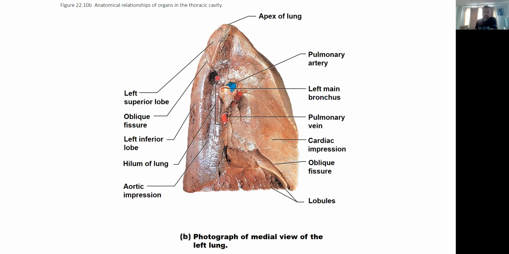You can also see on the inferior lobe here a little impression of the descending aorta, the thoracic aorta, also on that.